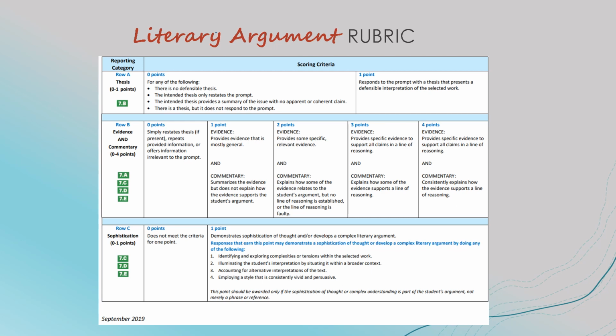This is the literary argument rubric. Notice that the numbers and letters highlighted in green refer to the skill categories that you need to demonstrate in writing your essays. This helps you in determining what you need to study and practice with your writing as you are being assessed for that skill on your essay.